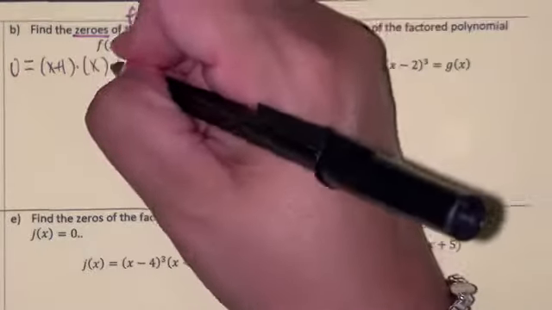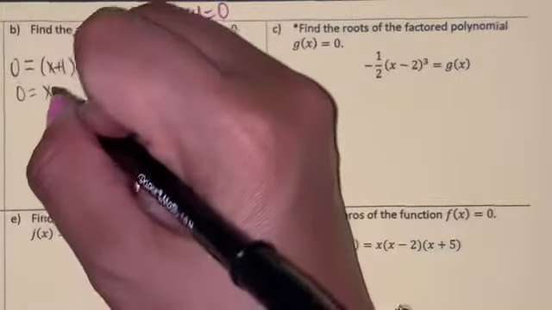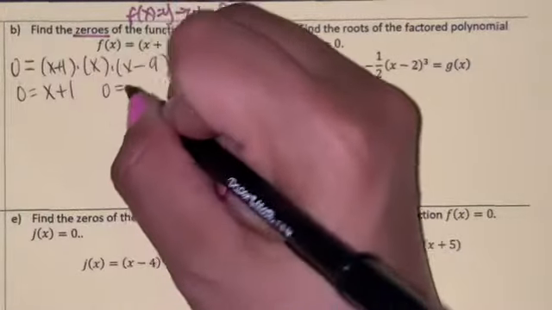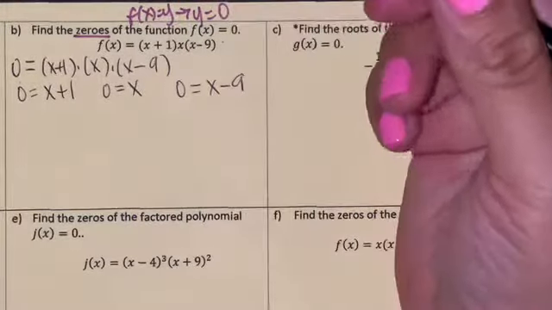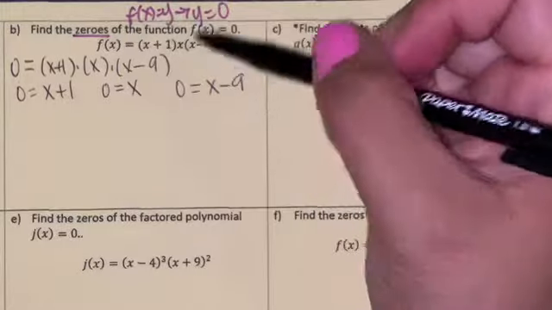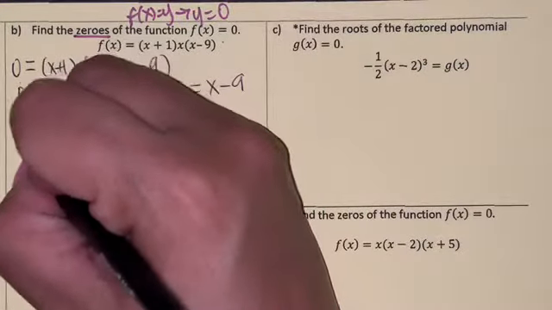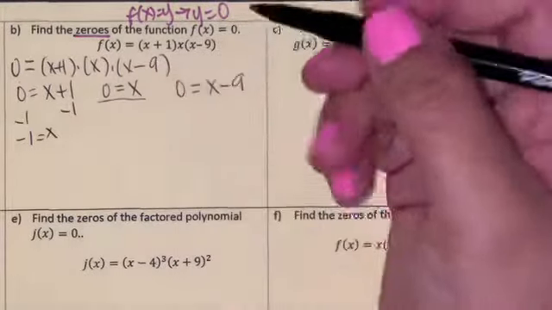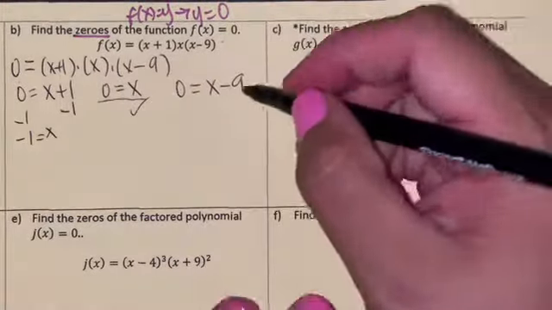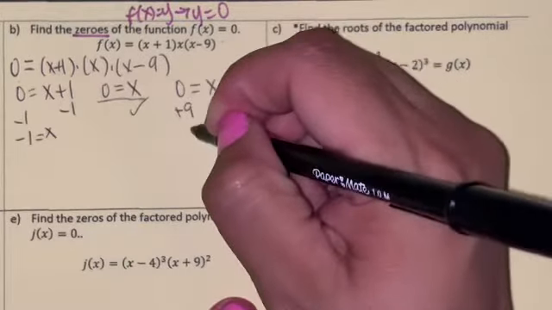This is all multiplication, so they can all be set equal to 0. 0 equals x plus 1, 0 equals x, 0 equals x minus 9. So now we're going to solve for x in each case. Minus 1, x equals negative 1. This is already solved, so we're done with that. Plus 9, x equals 9.